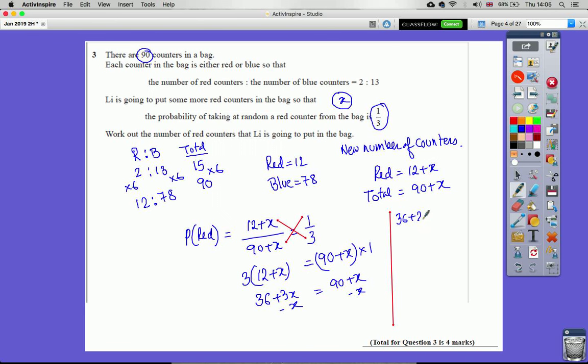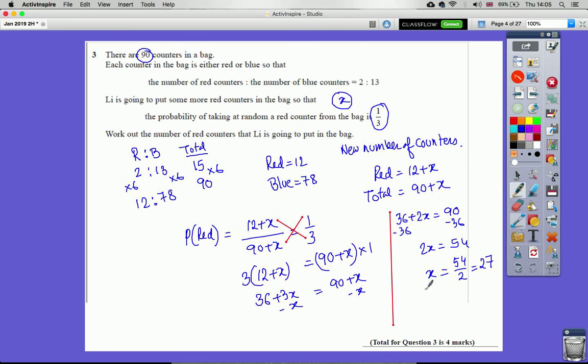So I'm going to now get 36 plus 2x is equal to 90, minus 36 from both sides. So 2x is equal to 54. X is going to be 54 divided by 2, which is 27. Right? So what we mean to say is that she put 27 more counters in the bag. So work out the number of red counters that Lee is going to put in the bag. She is going to put 27 counters in the bag.